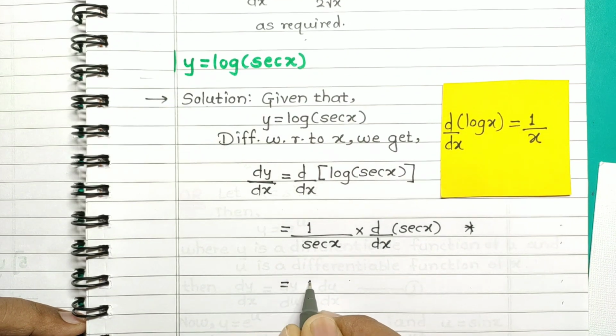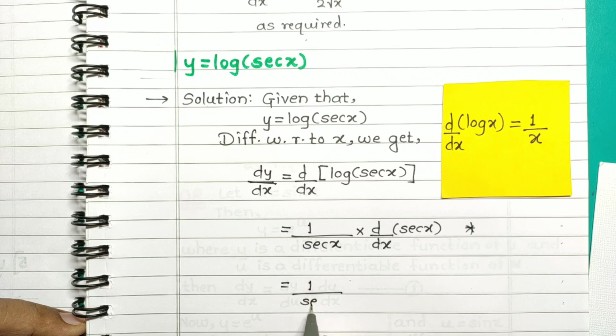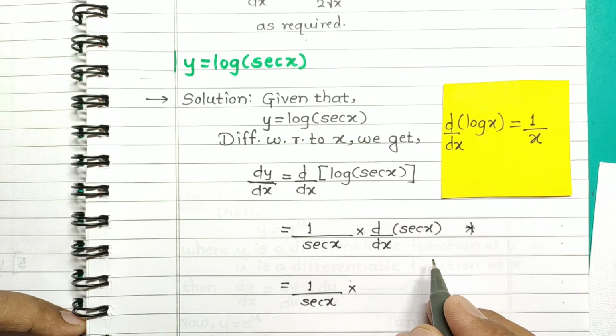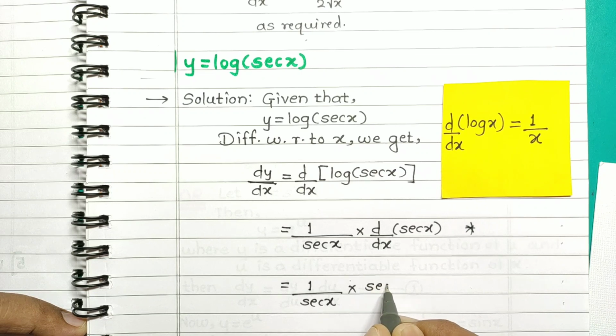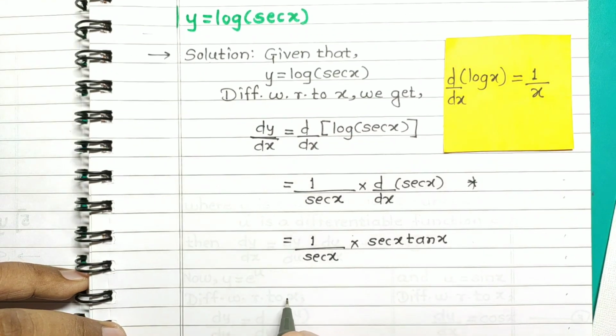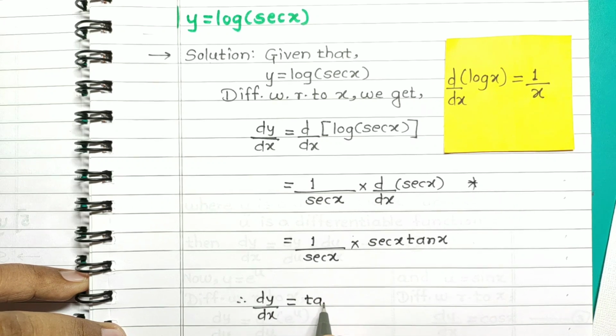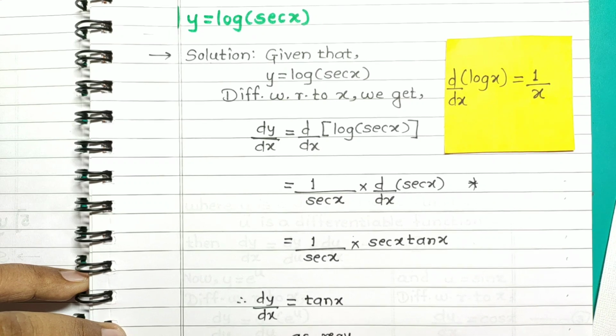So, see, 1 upon sec x into the derivative of sec x, which is sec x into tan x. Sec x into tan x. So this sec x term gets cancelled and we have dy by dx is equal to tan x as the required derivative.